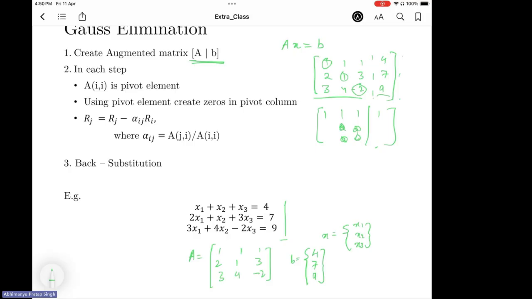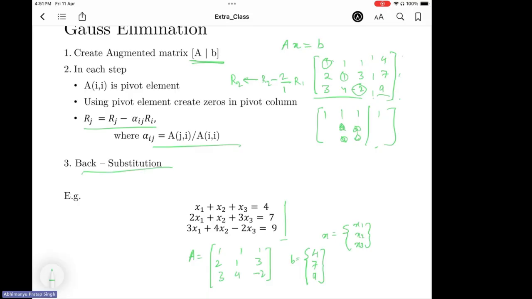So what we usually do is take row 2 and replace it with row 2 minus a coefficient, which is 2 divided by 1, multiplied by row 1, and we solve this. Similarly for the other rows. So the update equation is basically this. And once we get the upper diagonal matrix, we do back substitution.